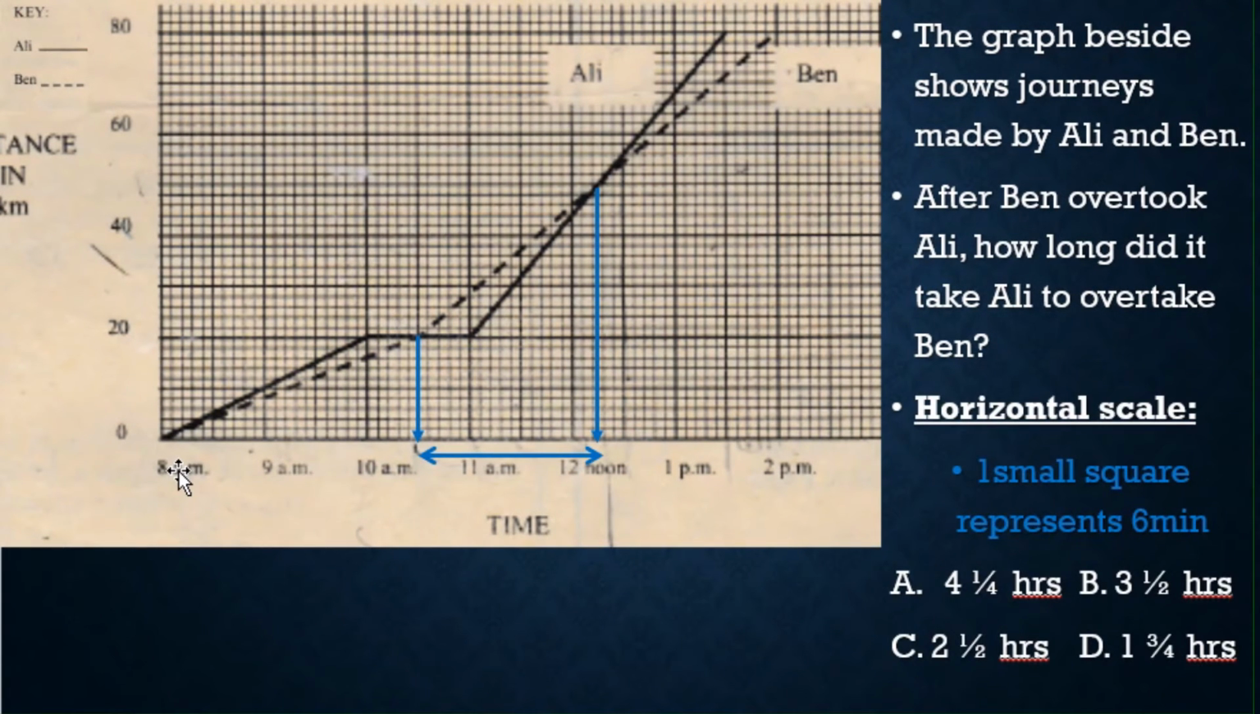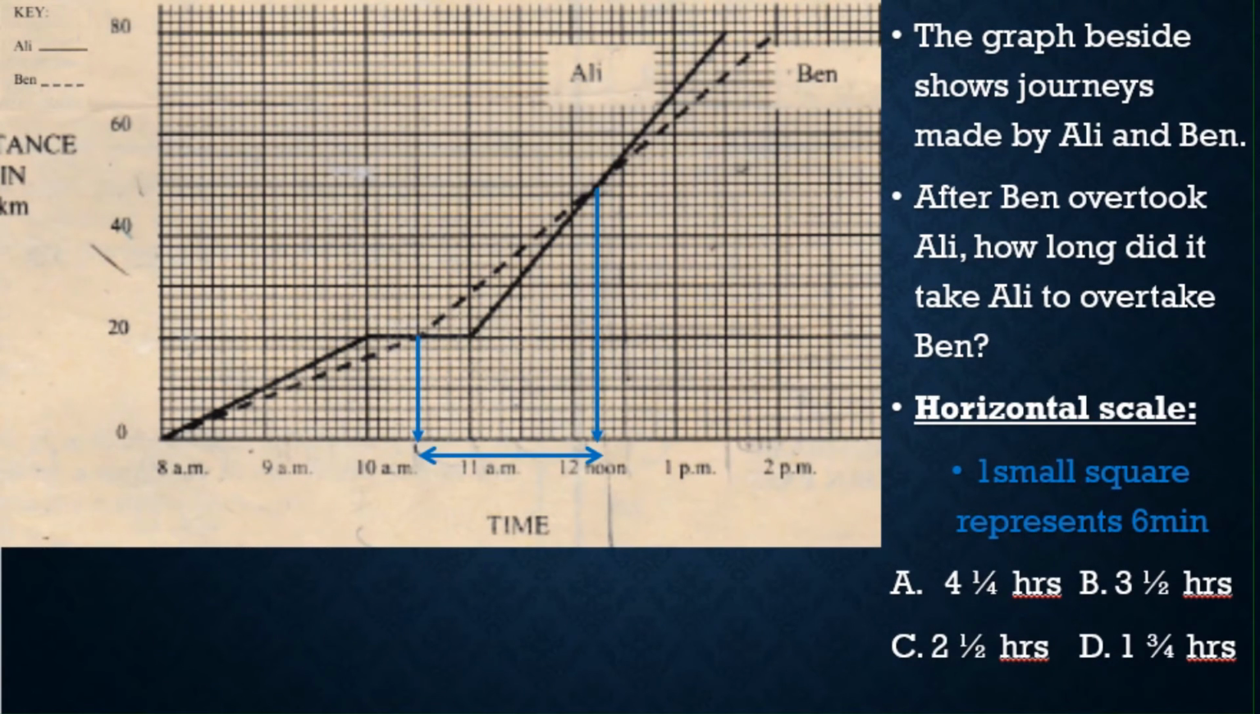Welcome back. We analyzed number 4 together. The question was, after Ben overtook Ali, how long did it take Ali to overtake Ben? So the first time they are overlapping each other is at this point where we have the blue line. That is when Ben was overtaking Ali. We draw a line and it takes us to 10:30 a.m., in between 10 and 11, which is 10:30 a.m.